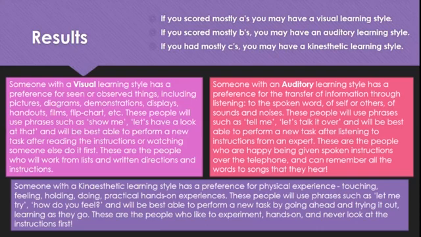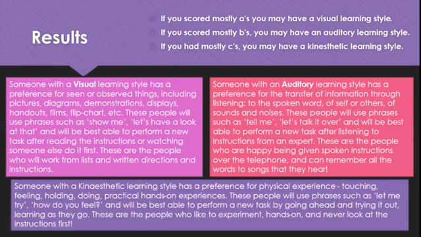Auditory learner. Someone with an auditory learning style has a preference for the transfer of information through listening. If for the first type, video information was most important, for this one, audio information is the best. They prefer the spoken word, they like sounds, they enjoy noises. These people will use phrases such as "tell me" and "let's talk it over," and will be best able to perform a new task after listening to the instructions from an expert. So they understand everything when someone tells it to them.